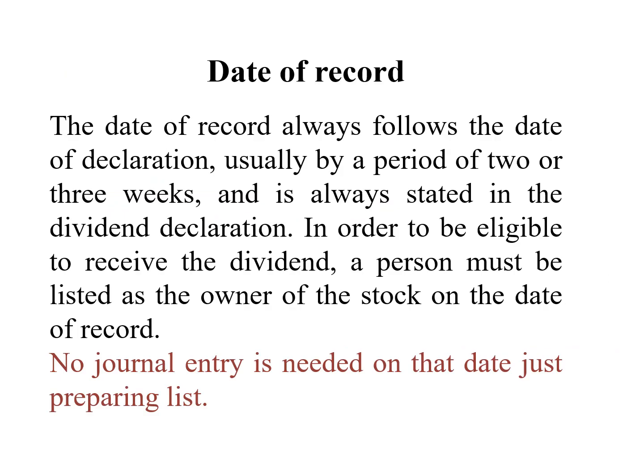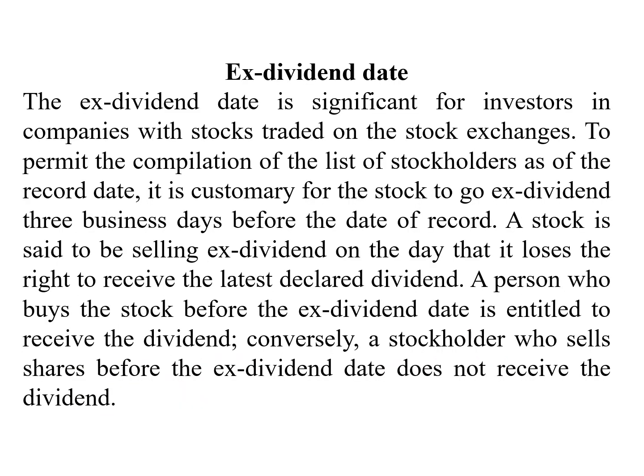Date of record, just preparing list of names of the owners of stocks who are going to receive the dividends, and it needs no journal entry on that date. And when you are given the date of record, you don't need to prepare a journal entry on that date. Ex-dividend date, it's 2 or 3 days before the date of record, in which the stockholders are asked not to sell their shares at this period of time.